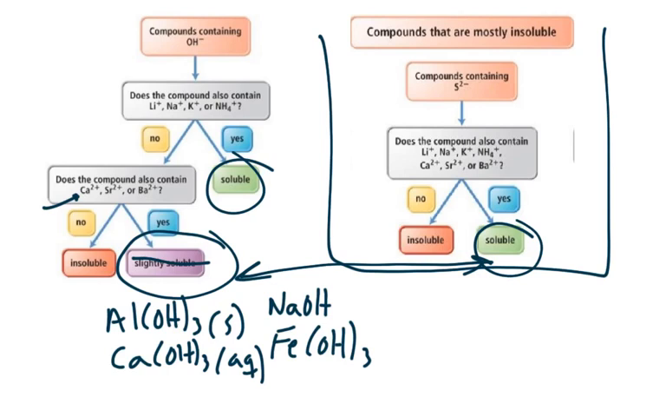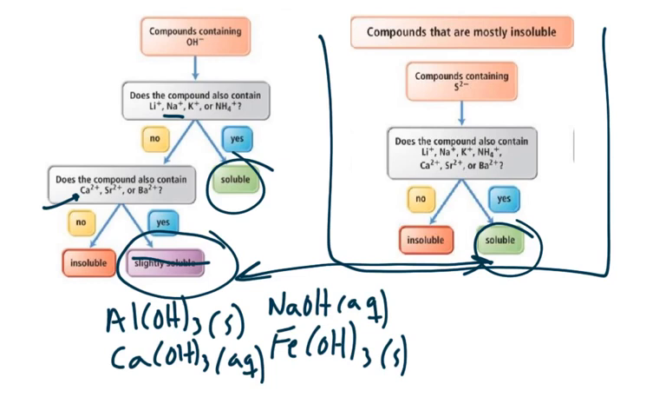Sodium hydroxide is also soluble because sodium is an alkali metal. Anybody from group 1 or an alkali metal is always going to be soluble. Now, iron 3 hydroxide is a different story. You see, iron is not from group 1, it's not ammonium, and it's not calcium, strontium, or barium, so iron 3 hydroxide would be a precipitate.